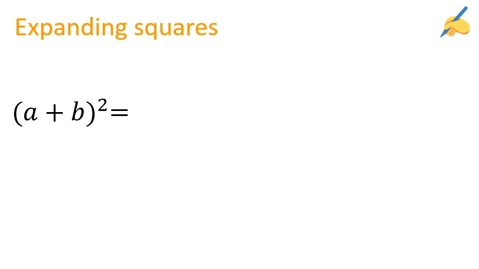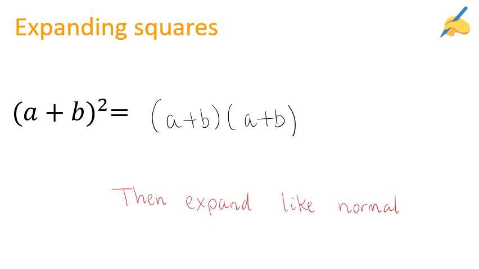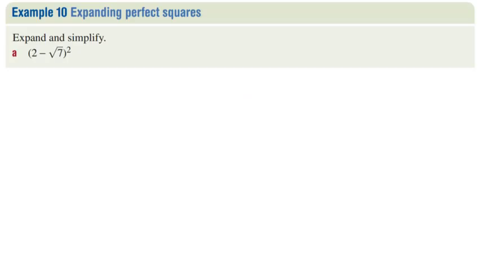When expanding squares, I think it's easiest to just rewrite it out so both brackets the same. Then you can expand like normal. So this times this times this times this, and this times this. For example, with this perfect square here, I'm going to first rewrite it out as 2 brackets. 2 minus square root 7. Now I can expand like normal.